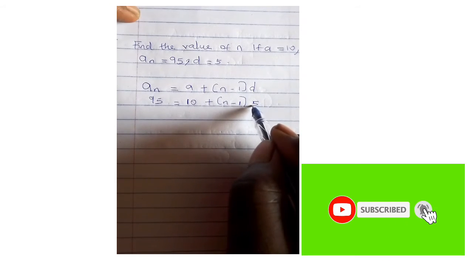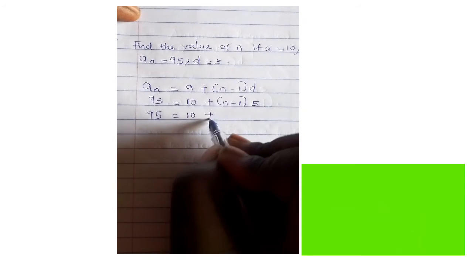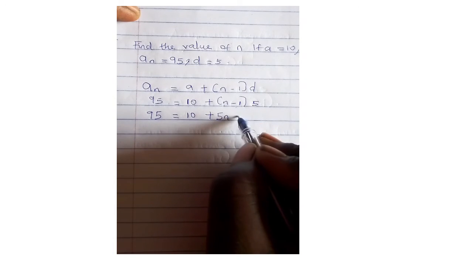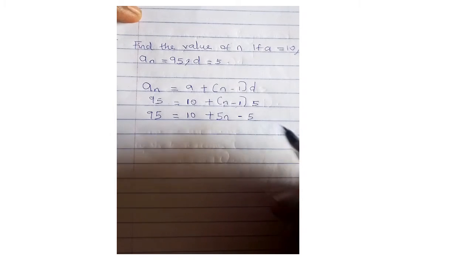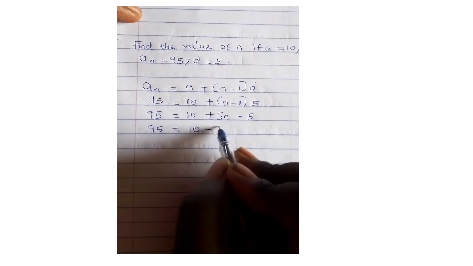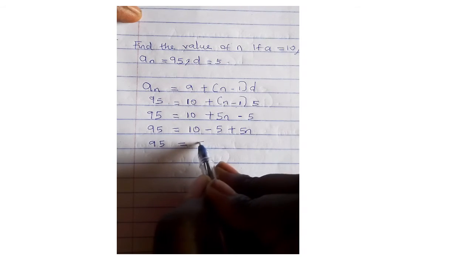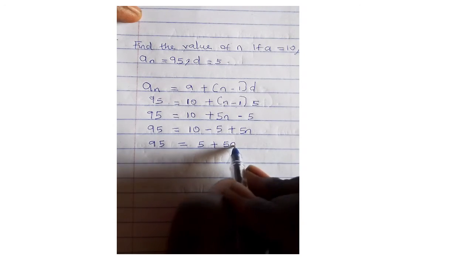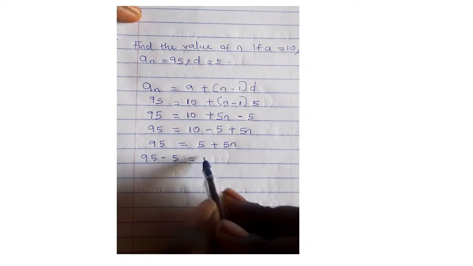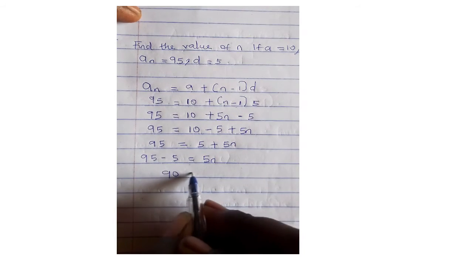So the first thing we need to do, we need to open this bracket. So we're going to have 95 is equal to 10 plus 5 multiplied by n, which gives us 5n, and 5 multiplied by negative 1, we're going to have negative 5, right? So we're going to have 95 is equal to, collecting like terms, 10 minus 5 plus 5n. So we have 95 is equal to 5 plus 5n. Still collecting like terms, we're going to have 95 minus 5 is equal to 5n. 95 minus 5 is going to give us 90 is equal to 5n.